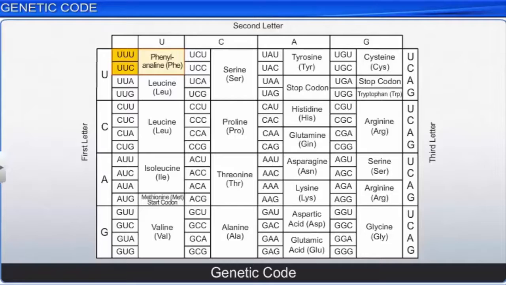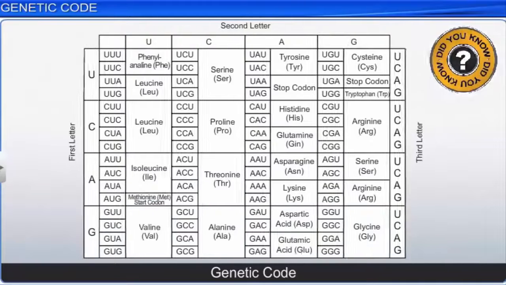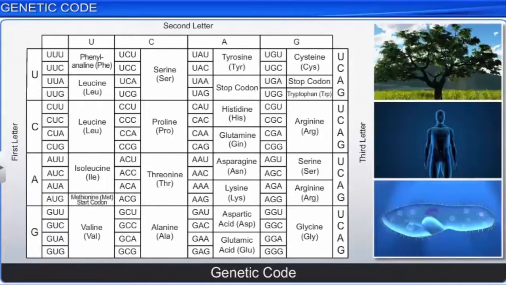Did you know that the genetic code is almost universal and the same throughout all living organisms? The codon GUG, for instance, codes for amino acid valine in plants as well as animals.